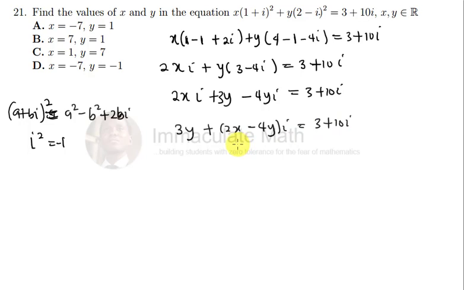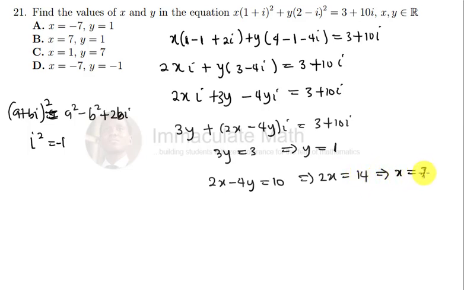If I compare the real and the imaginary parts together, what am I going to have? I'm going to have 3y equal to 3, which implies that my y is equal to 1. And I'm also going to have 2x − 4y equal to 10. Don't forget that your y is 1. That means I'm going to have 2x equal to 10 + 4, which is 14, which implies that my x will be 7. So you can see that your x is 7 and your y is 1. So the correct option here is B.